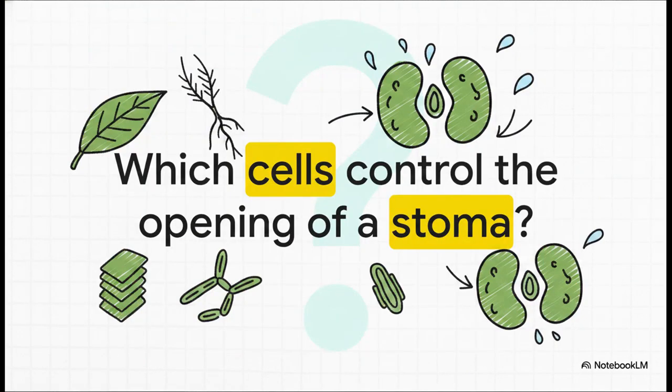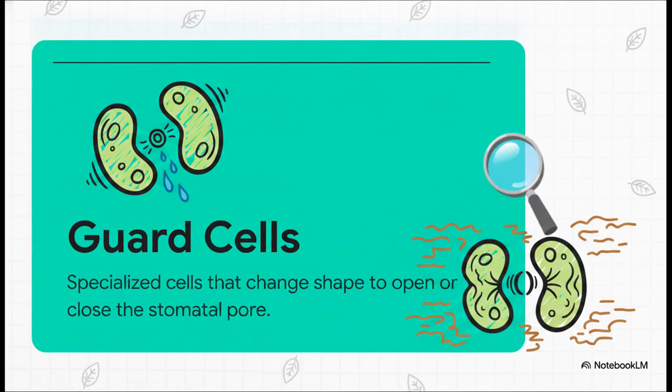Let's try one more. Now we know these microscopic doorways open and close, but what actually operates them? Let's dive one layer deeper. Which cells control the opening and closing of a stoma? Is it A, guard cells, B, root hair cells, C, palisade cells, or D, xylem vessels? Think carefully about what might be operating these doorways. Go ahead and choose your answer. And the correct answer is A, guard cells.